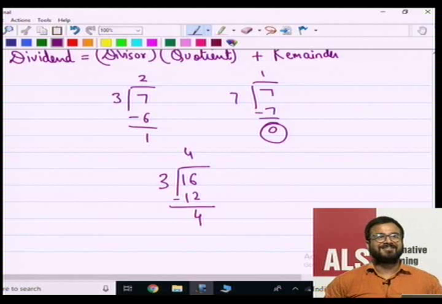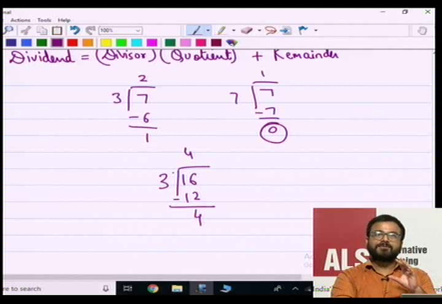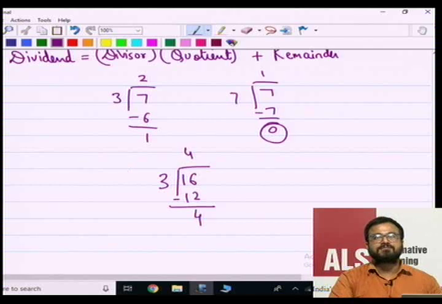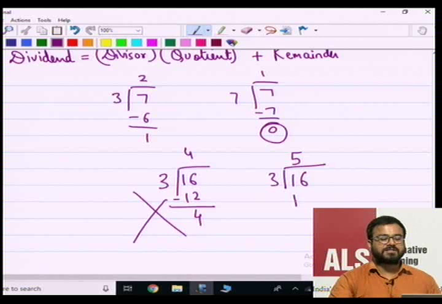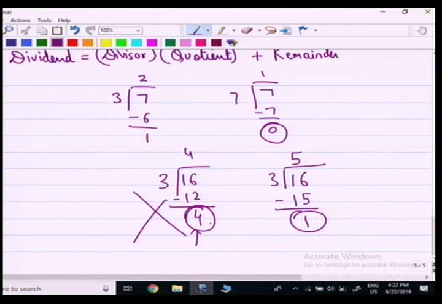This is wrong. When you are dividing 16 by 3, we have to look for that multiple of 3 which is just less than 16, and the multiple of 3 which is just less than 16 is 15, 3 times 5. So this statement is wrong. When we are dividing 16 by 3, we will do 3 times 5 which is 15 and the remainder is 1. Since this statement is wrong, you can see the remainder which we were getting was greater than the divisor. So in the end, this is the correct one: quotient is 5.